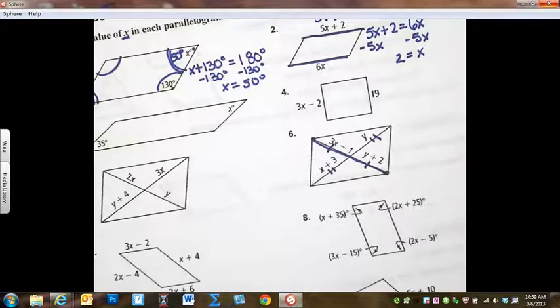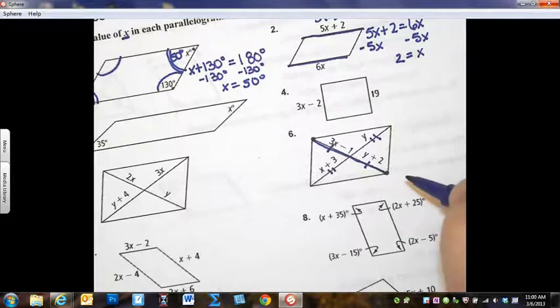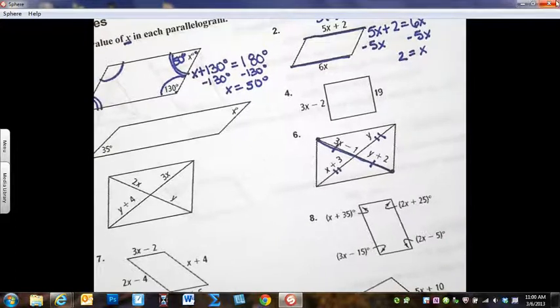That's a pretty tough question, isn't it? Do I have any of them that have just the same variable? Doesn't look like it. So what are we going to do here? Well, if this was a rectangle, we'd know that the diagonals are congruent, but we don't know that here.